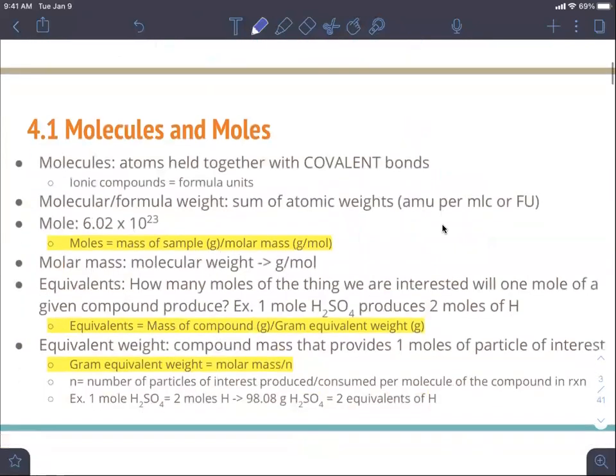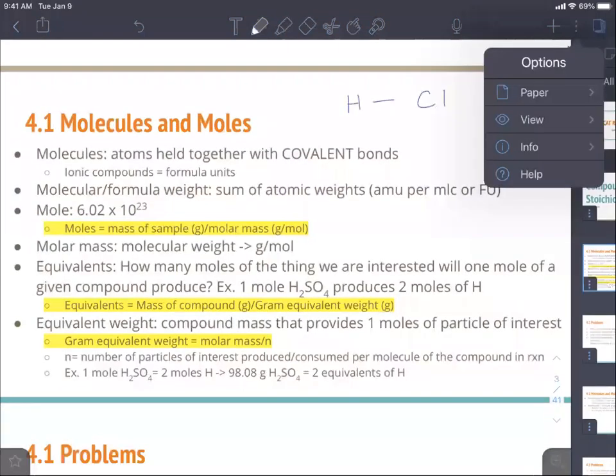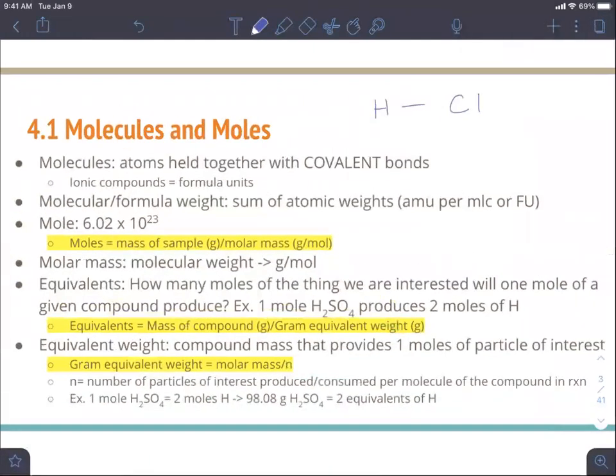Okay, so firstly, just some really basic foundations. Like I said last week, molecules are atoms held together with covalent bonds. Ionic compounds are actually called formula units. So a molecule would be something that is held together with a covalent bond. What a covalent bond means is like this. Neither of these are metals, so these are both nonmetals.